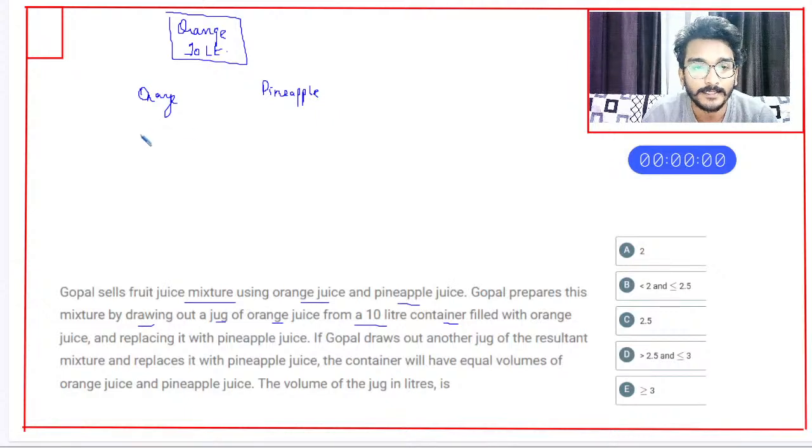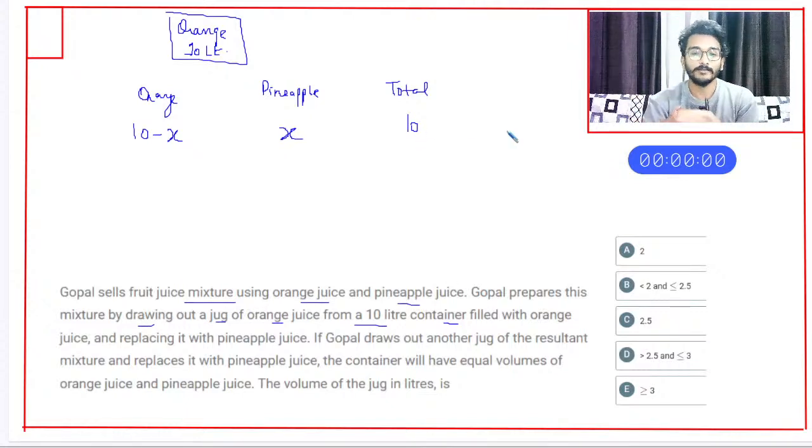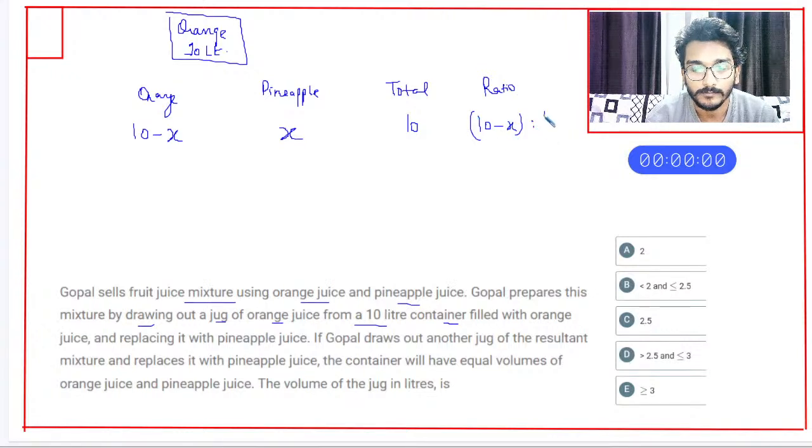So let's say X liters has been taken out. So the remaining is 10 minus X. X liters is replaced by the pineapple. So the total quantity will remain the same. X is taken out and then X is replaced. How much is the ratio? The ratio between orange and pineapple is this. This is the ratio. Now he is taking out the same quantity again.